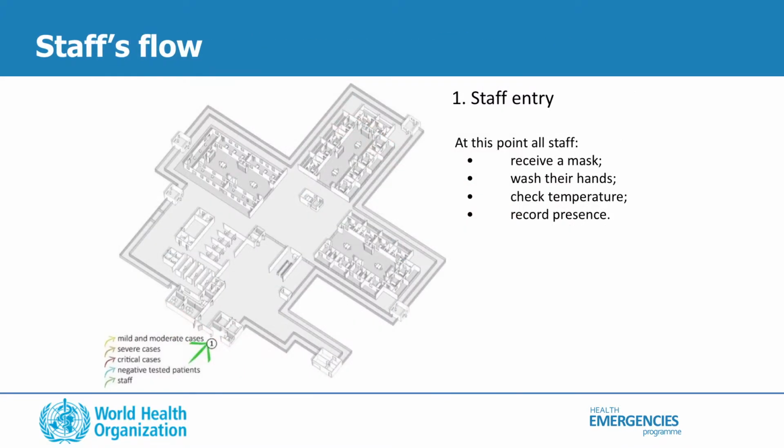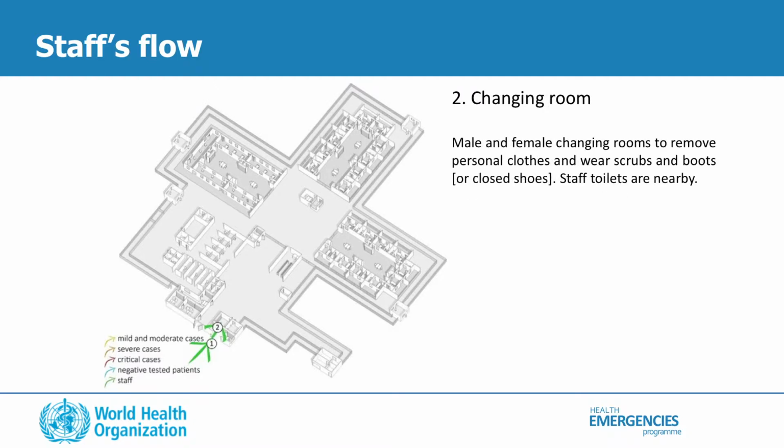On this diagram, we are going to look at the staff flow. First, staff entry. Staff at this point will receive a mask, they will wash their hands, have their temperature checked, and record their presence. Number 2 are changing rooms. There are changing rooms for male and female to remove personal clothes and wear scrubs and boots or closed shoes. Staff toilets are situated nearby.